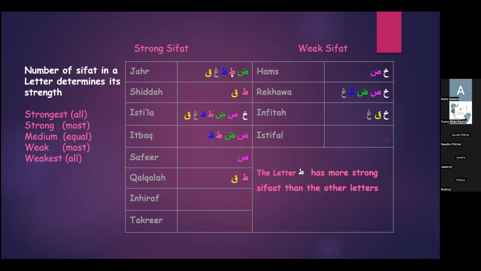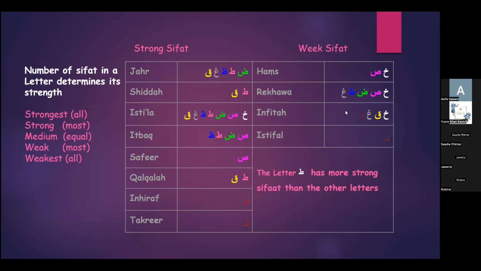The letter ta, jahar applies to the ta, shiddah also applies to the ta. Then isti'la applies to the ta, itbaq applies to the ta. We have qalqala applies to the ta. So 1, 2, 3, 4, and 5. So 5 sifat are applying to the letter ta. You can see that ta doesn't have any weak sifa.